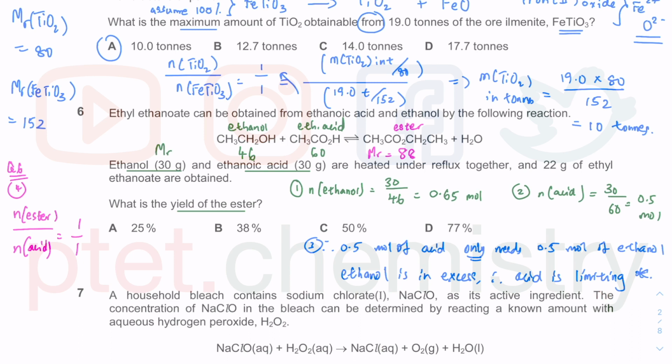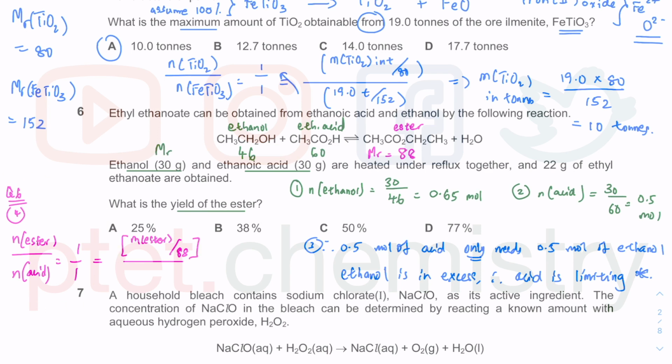Now on the other side, I should really learn to set up my expression properly. So this is equal to the mass of the ester divided by the Mr of the ester, which is 88. So there is the actual mole of the ester. At the bottom, the actual mole of the acid that fully reacted is 0.5, as I've calculated previously. So the mass of the ester is simply equal to 0.5 times 88. This gives me 44 gram.